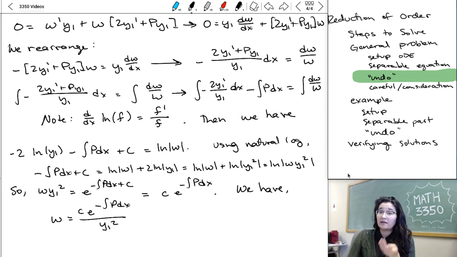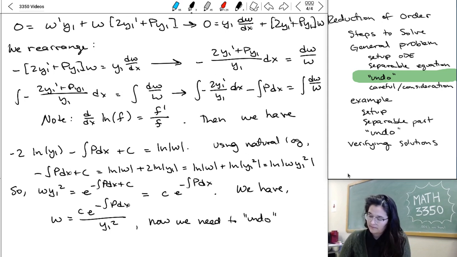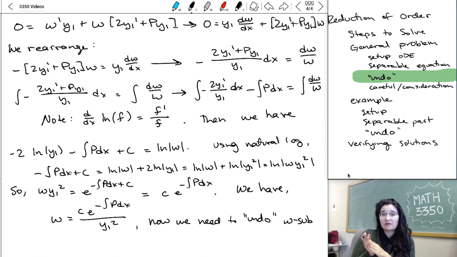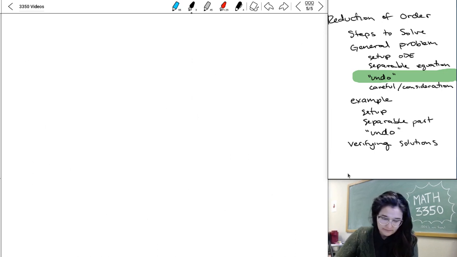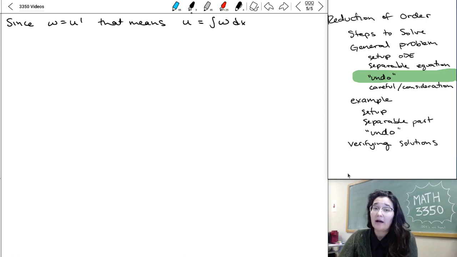I want to find u. So we need to undo the part where we substituted w in, the part where we changed the order of everything. I'm going to move to the next page, so hit pause if you're still writing. But since we took in that step that w is u prime when we introduced it, that means I can get back to u by just integrating w. And then that u is the one that I would use to find y2. That's why I care about it.